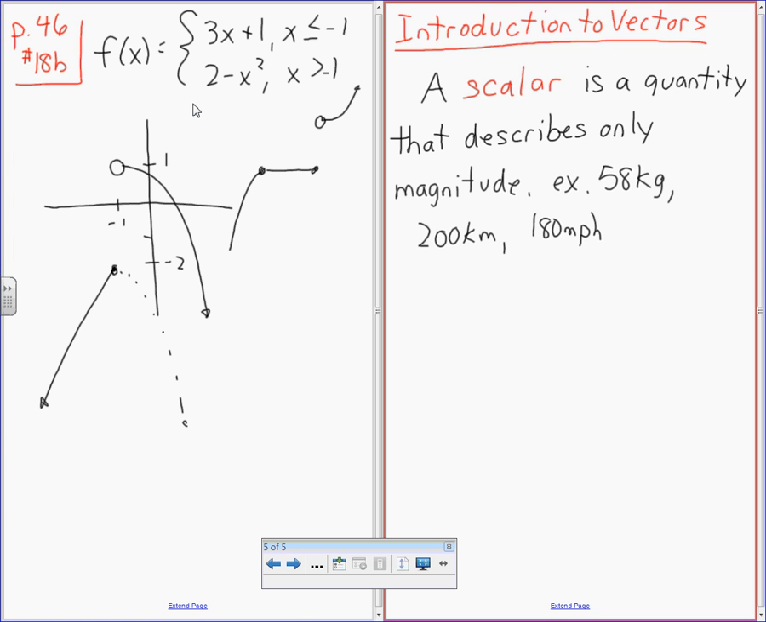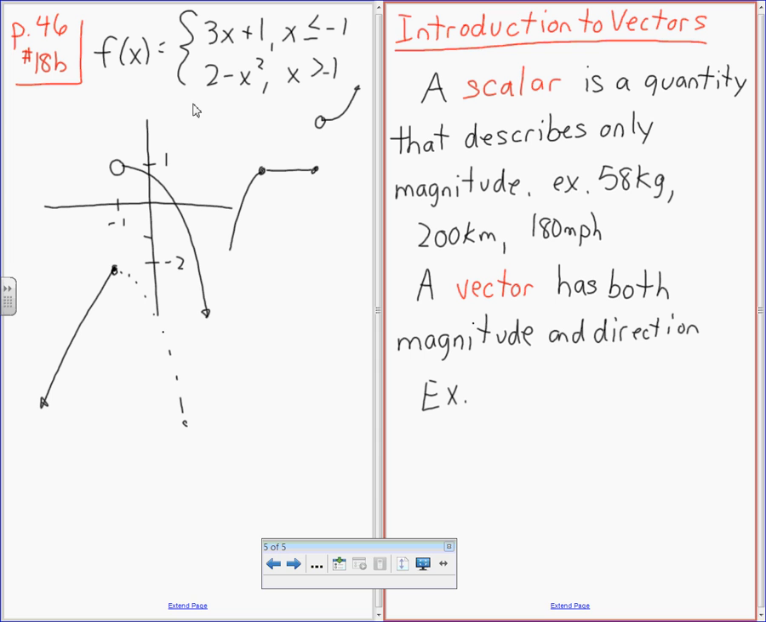We're going to say a vector has both magnitude and direction. Examples of this are 300 kilometers north 30 degrees east, 180 miles per hour south, and 20 newtons down.